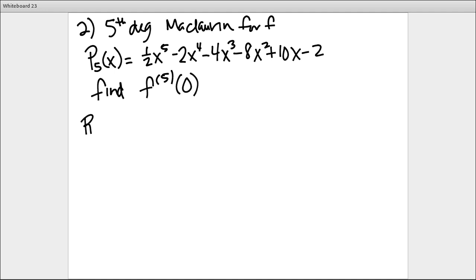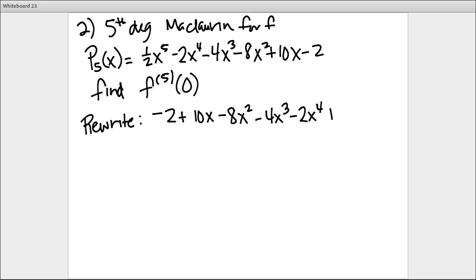Let's find what the 5th derivative of f evaluated at 0 would be. So the first thing is, let's rewrite this like the Maclaurin polynomials we're used to seeing, where first you've got a constant, then the linear term, the x to the power of 1, then the squared term, then the cubic, then the x to the 4th term, and then the x to the 5th term. We always started with a constant and then built it up. So I'm just going to rewrite it so that it's obvious, yeah?